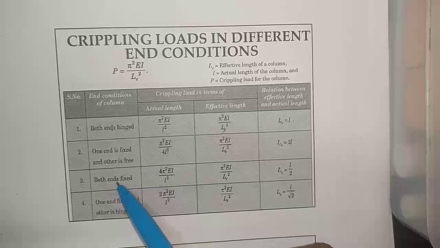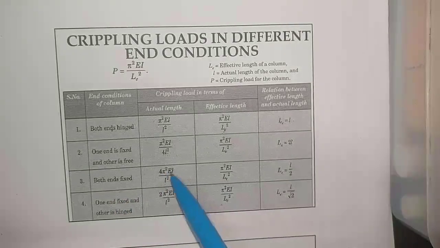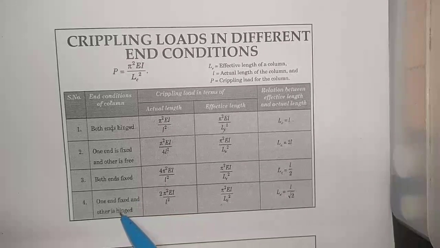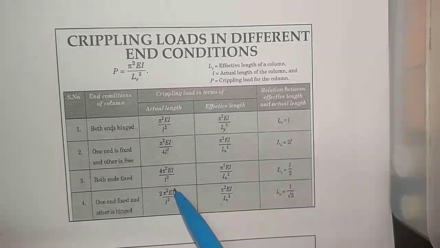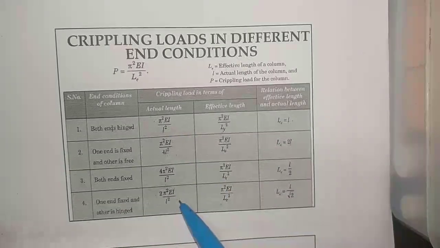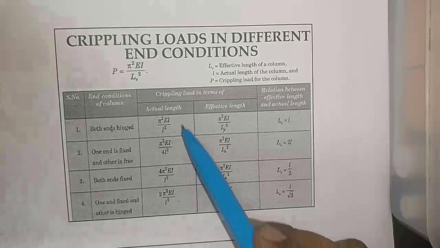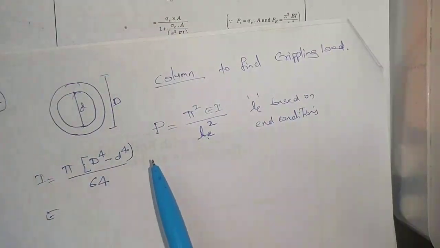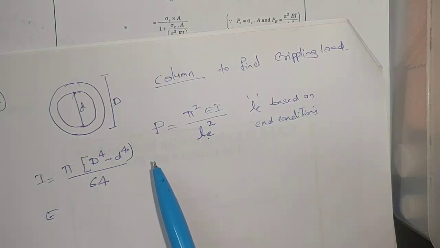So when both ends are fixed, it is 4 pi square EI by L square, and when one end is fixed and the other end is hinged, then you have to use 2 pi square EI by L square. These formulas you have to use. Based on your question, you have to see which formula you have to use. Okay, this is how you have to find out your crippling load or buckling load.